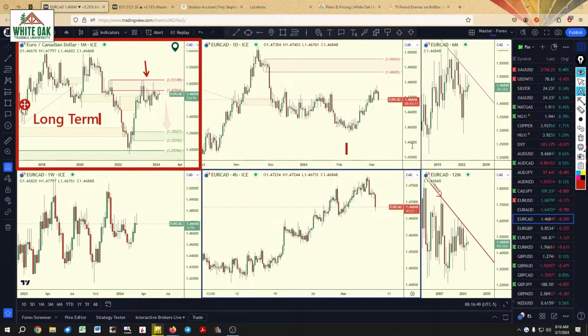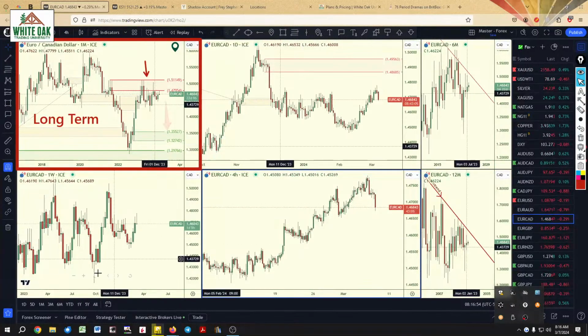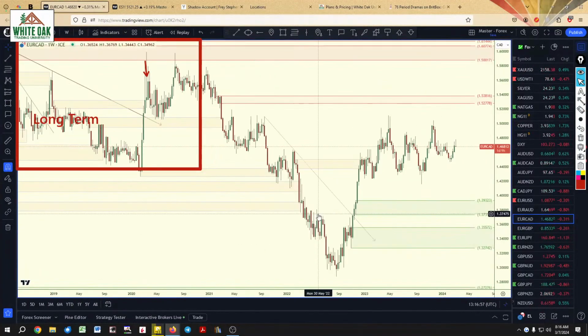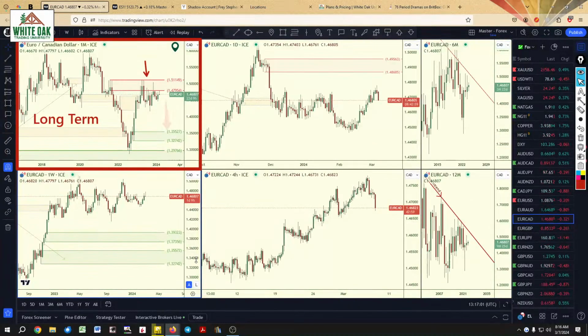Long-term pressure to the downside. All right. And so I look at the weekly chart. I don't see anything there. Price is just sitting in the middle of the ocean there. So this is telling me EURCAD, long-term pressure to the downside.